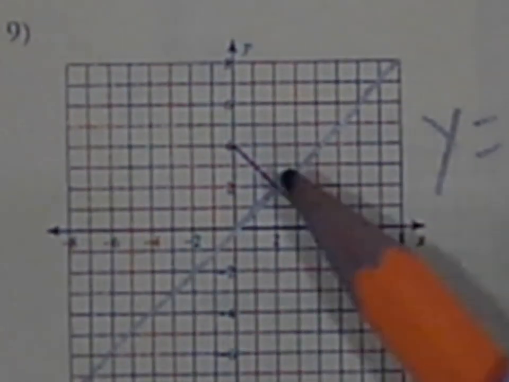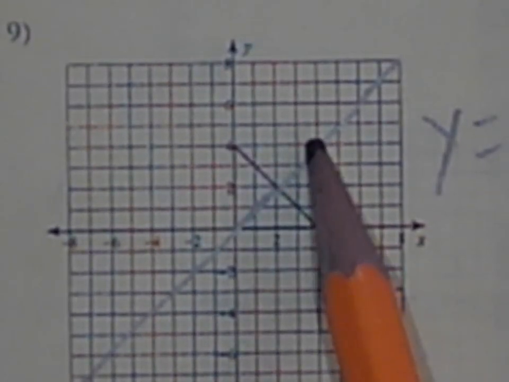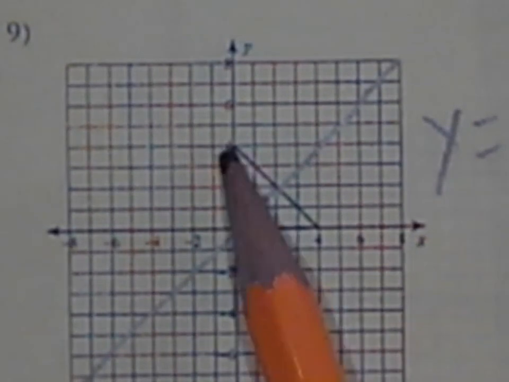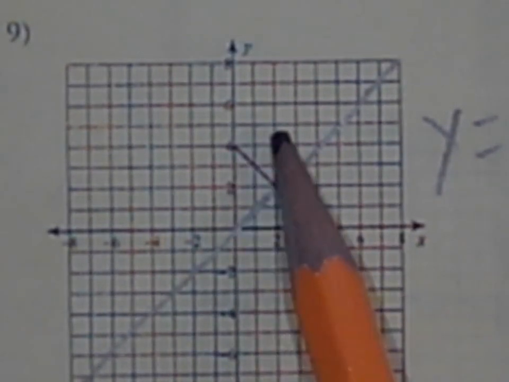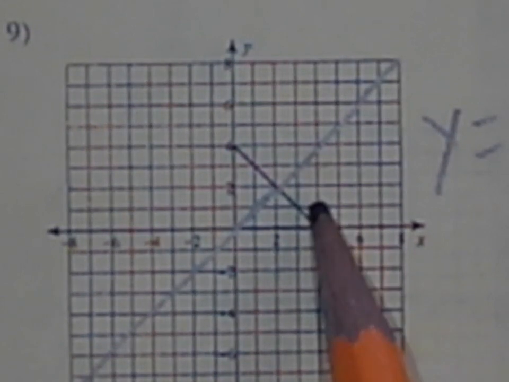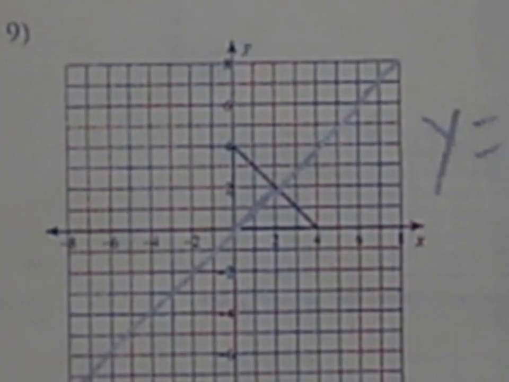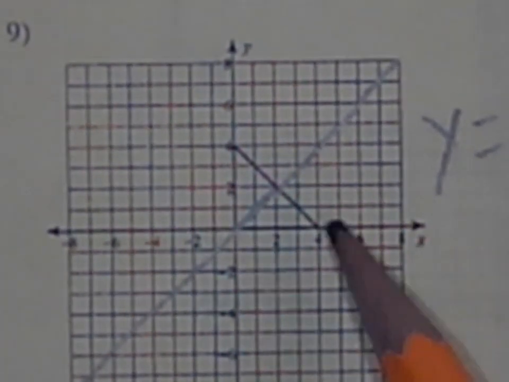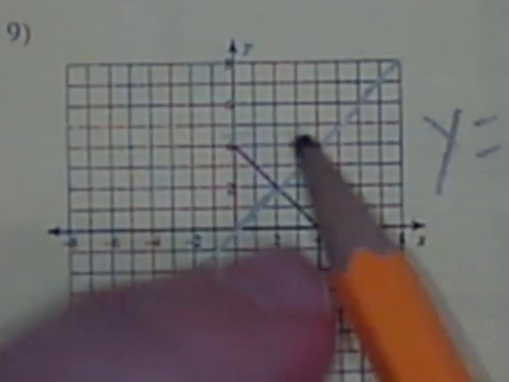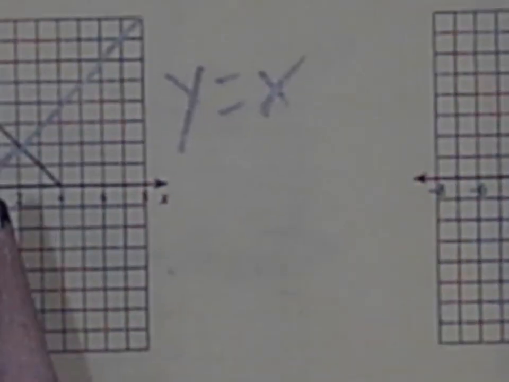Okay? Because again, to reflect, I would count to the line horizontally and then vertically after the line. So if I count to the line, 1, 2, 3, 4, and then vertically 1, 2, 3, 4, look, the point ends up on the same point on the triangle. And this point's already on it, and these 2 points would just flip if I reflected it. Okay? So y equals x.